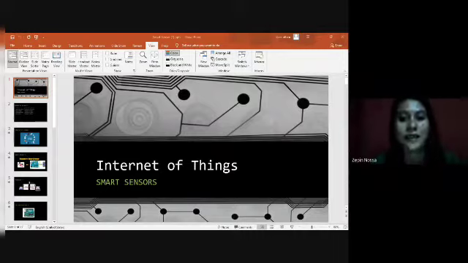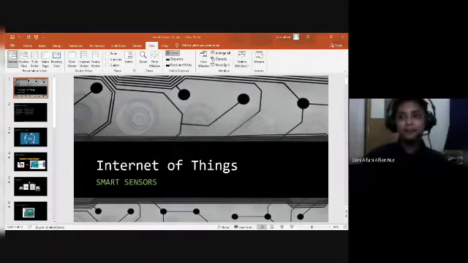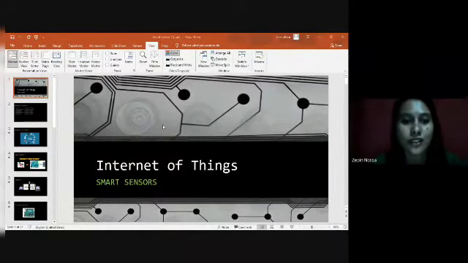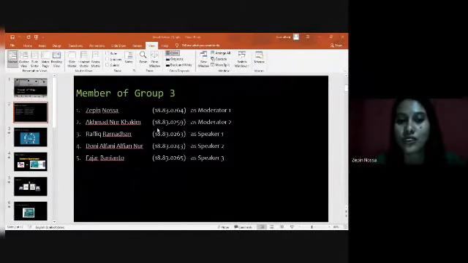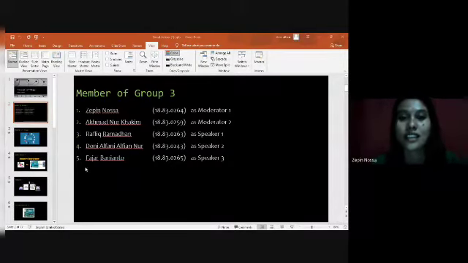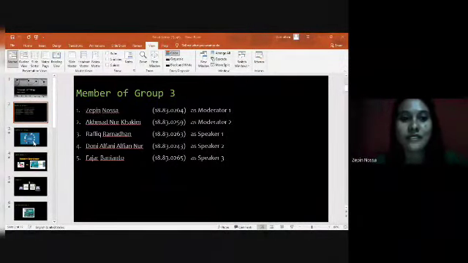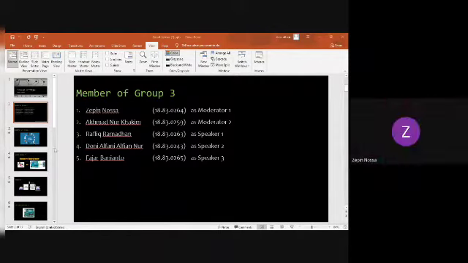My name is Zepin Nossa as Moderator 1. We are Group 3 of English 3. Let me introduce the members of the group. First, Akhmad Nur Khakim as Moderator 2. Second, Rafliq Ramadhan as Speaker 1. Third, Doni Alfani Alfian Nur as Speaker 2. Fourth, Fajar Banianto as Speaker 3.